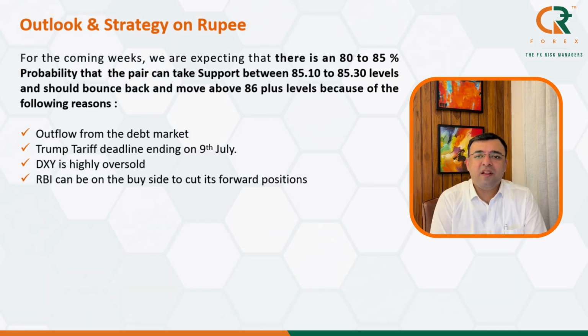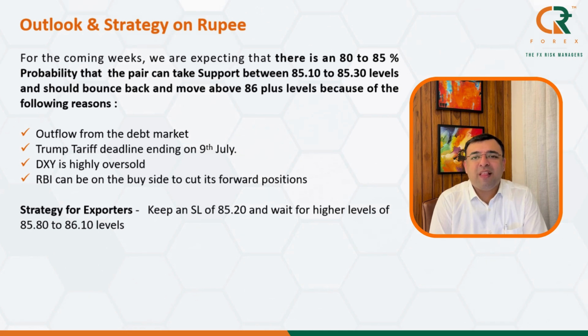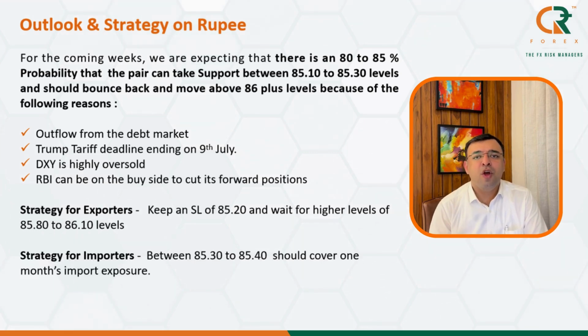Now let us discuss the strategy for exporters. For exporters, we suggest that they can keep a stop loss of 85.20 and wait for higher levels of 85.80 to 86.20. Now let us discuss the strategy for importers. For importers, we suggest that they can buy at least 1 month of import between 85.30 to 85.40 levels.